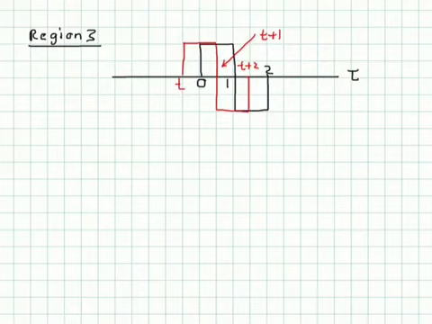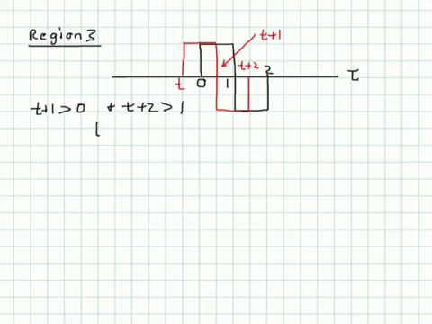Well, in this interval, what we've shown is we've slid it a little farther to the right, and now we know that t plus 1 is bigger than 0. So now this is inside here. And t plus 2 now has moved outside of 1, so it's moved to the right of 1. And so we can summarize what this region is. This region occurs when t plus 1 is greater than 0 and t plus 2 is greater than 1.